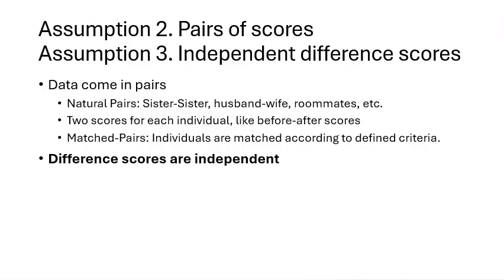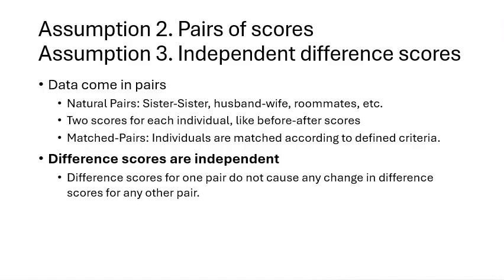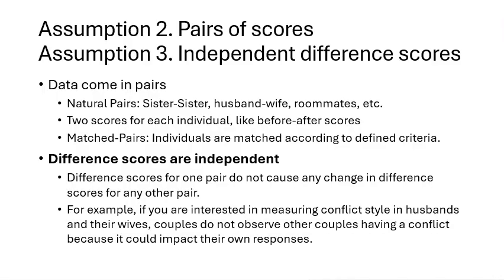So that's the first assumption. We need these paired data points. And then the second is that the difference scores are independent. And this means something similar to what it does in the one sample t-test. So difference scores for one pair don't cause any change in difference scores for any other pair. For example, if we're interested in measuring some sort of a conflict style in husbands and their wives, we'd have paired data, but we'd want to make sure that couples don't observe other couples having a conflict because it could impact their own responses and they would no longer be like a random sample of pairs of individuals.